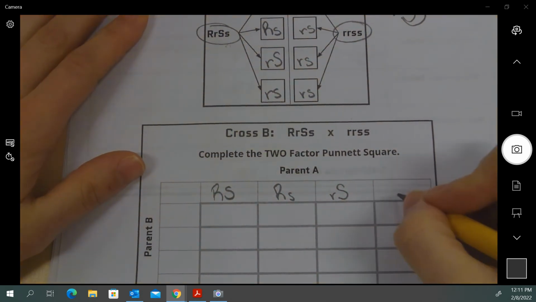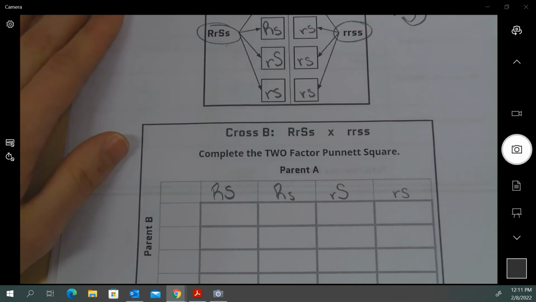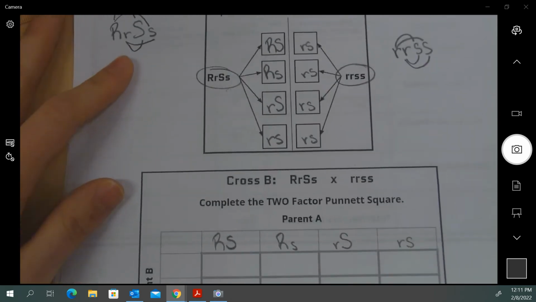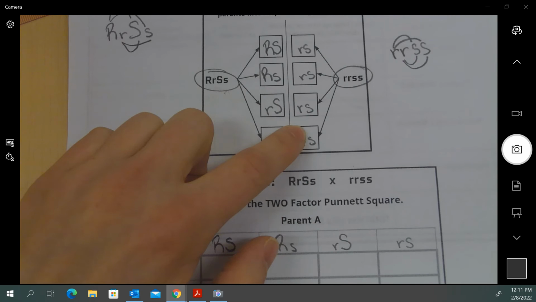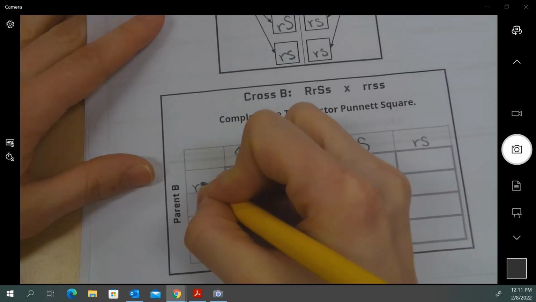And then I'm also going to have lowercase r, lowercase s. That's parent A. Parent A is filled in. Next, I need to fill in parent B. As you notice, they're all the same. They're all lowercase r. They're all lowercase s. So I'm going to get all of these boxes filled in.